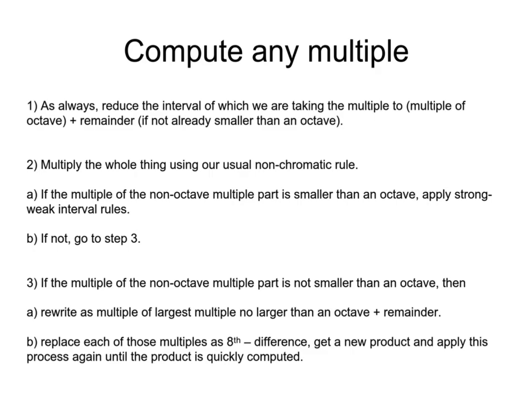Here's how we compute the multiple of any interval when we care about chromaticism. As always, reduce the interval of which we are taking the multiple to a multiple of an octave plus remainder, if not already smaller than an octave, of course. Multiply the whole thing using our usual non-chromatic rule. If the multiple of the non-octave part is smaller than an octave, apply the strong-weak interval rules. If not, go to step 3. If the multiple of the non-octave part is not smaller than an octave, then rewrite as the largest multiple no larger than an octave plus remainder. Replace each of those multiples with an octave minus the difference. Distribute that. Get a new product and apply this process again until the product is quickly computed.